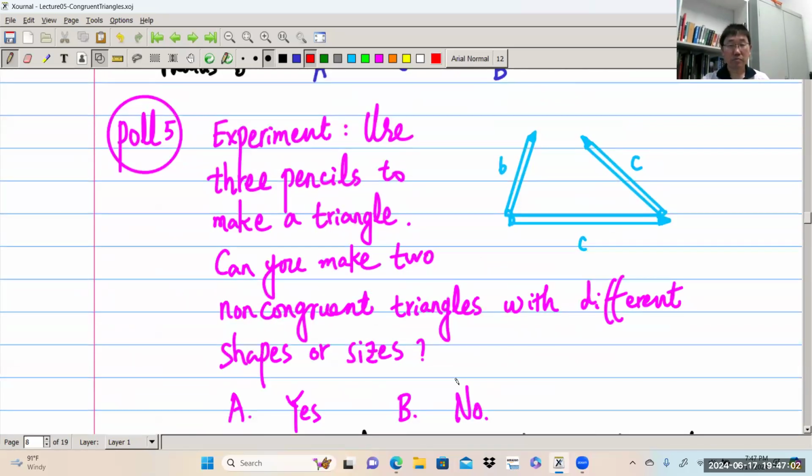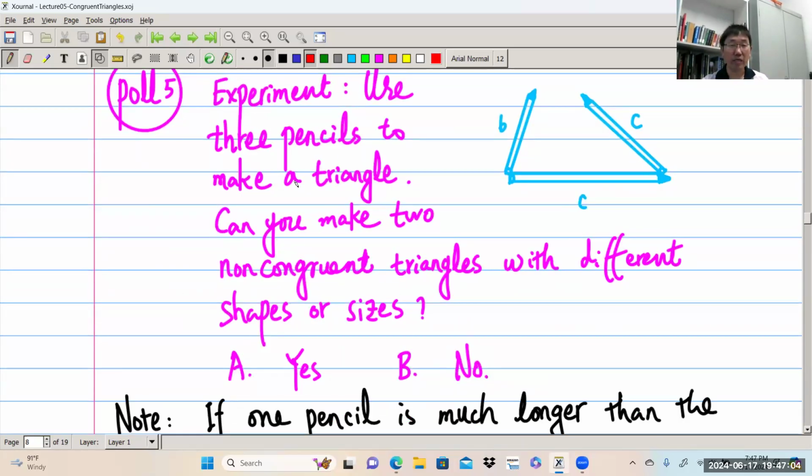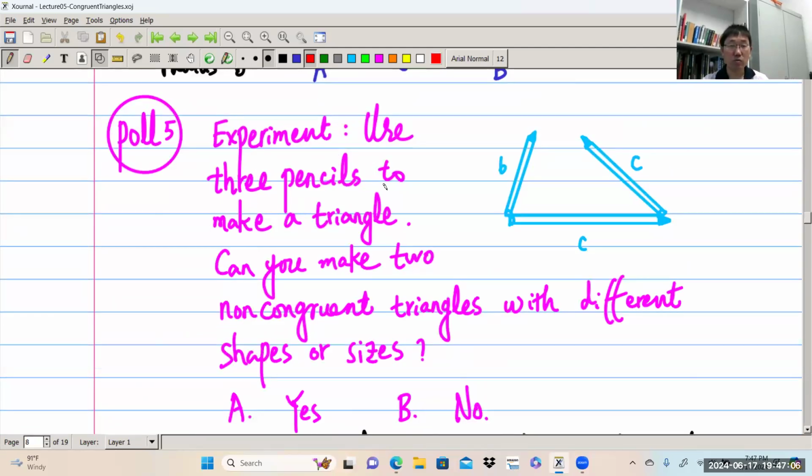So let's look at the question I already asked you, the experiment: use 3 pencils to make a triangle. Can you make 2 non-congruent triangles with different shapes or sizes this way? The answer is no. You can only make 1 unique triangle if you can make a triangle.